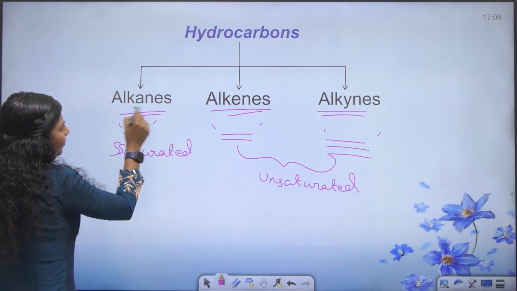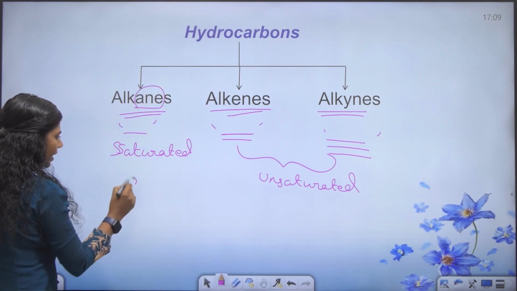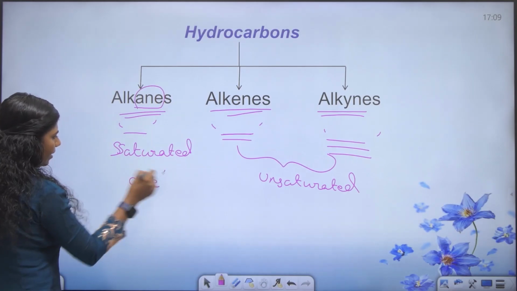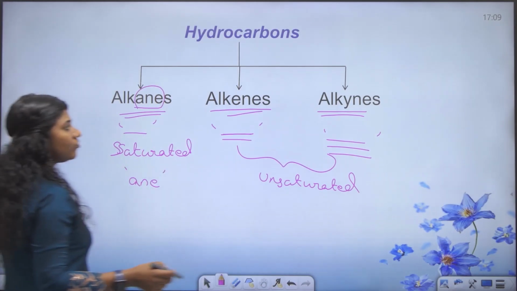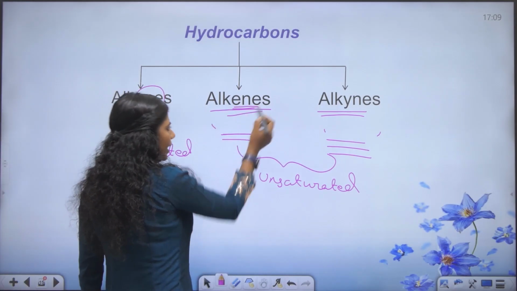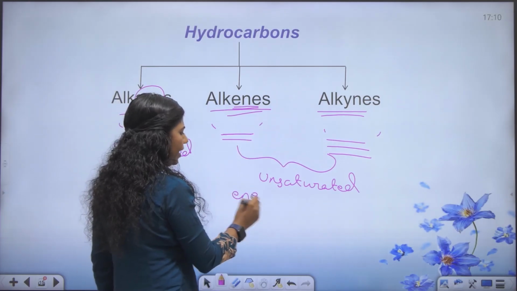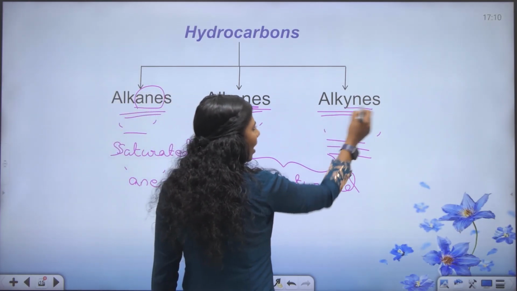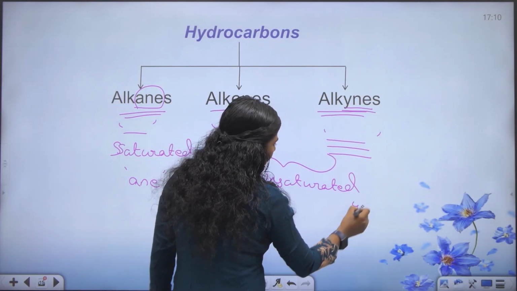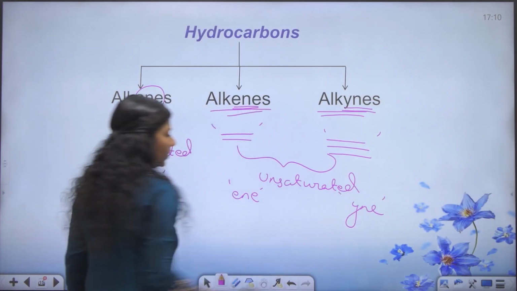And the name of alkanes ends with ANE. The name of alkenes ends with ENE. And the name of alkynes ends with YNE. Okay.